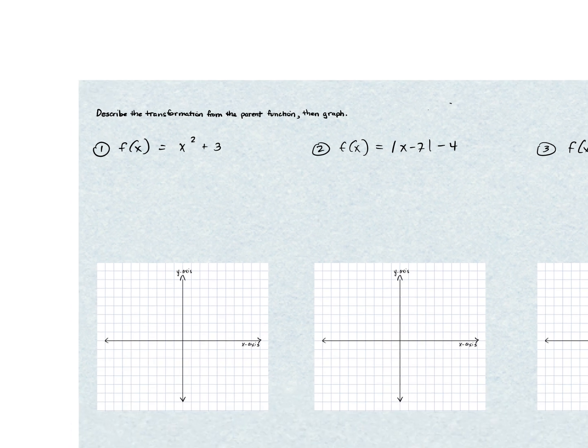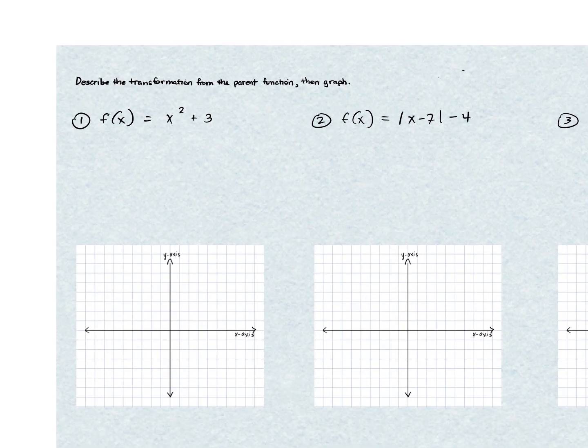A couple of them are going to look like numbers 1 and 2, where we want you to describe and graph the transformation. So you're not just going to see quadratics. I know chapter 3.1 was quadratics. You'll see quadratics when we want to find the vertex, axis of symmetry, and all that. But for these kinds of problems, we could give you any kind of function, and you should be able to graph it.